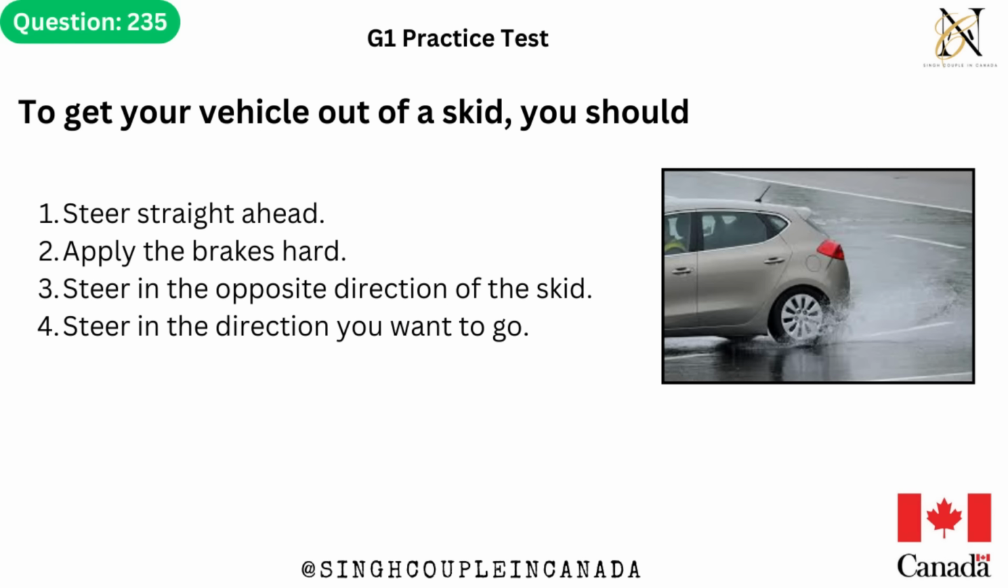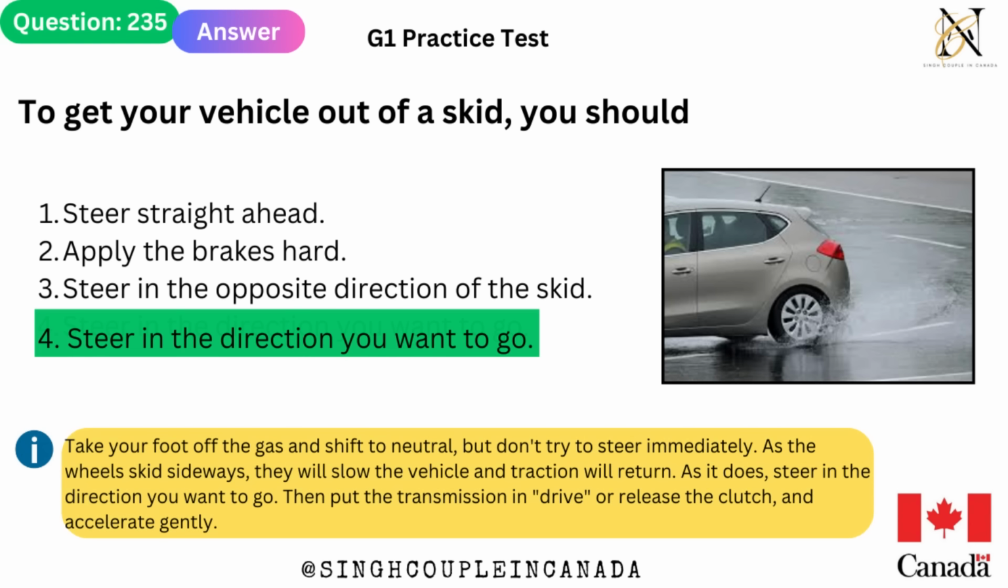To get your vehicle out of a skid, you should 1. Steer straight ahead. 2. Apply the brakes hard. 3. Steer in the opposite direction of the skid. 4. Steer in the direction you want to go. The answer is 4. Steer in the direction you want to go. Take your foot off the gas and shift to neutral, but don't try to steer immediately. As the wheels skid sideways, they will slow the vehicle and traction will return. As it does, steer in the direction you want to go. Then put the transmission in drive or release the clutch, and accelerate gently.